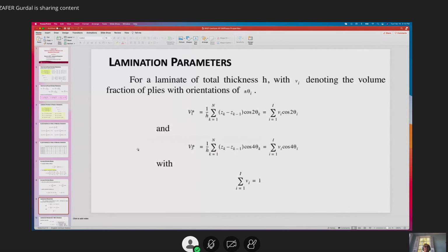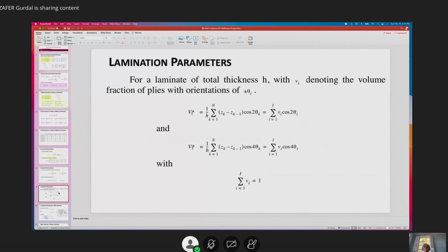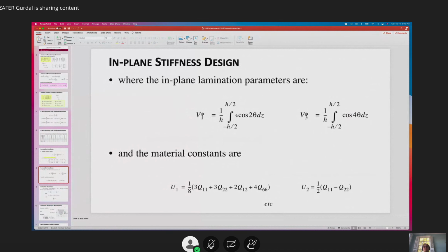Now, although we are integrating cosine 2 theta, our fiber orientation is actually constant within each layer. So going from minus H over 2 to H over 2, the fiber orientation is constant for one layer of thickness t, jumps to another value for the next layer, and jumps to another value for the next layer. So it's actually a piecewise constant theta.